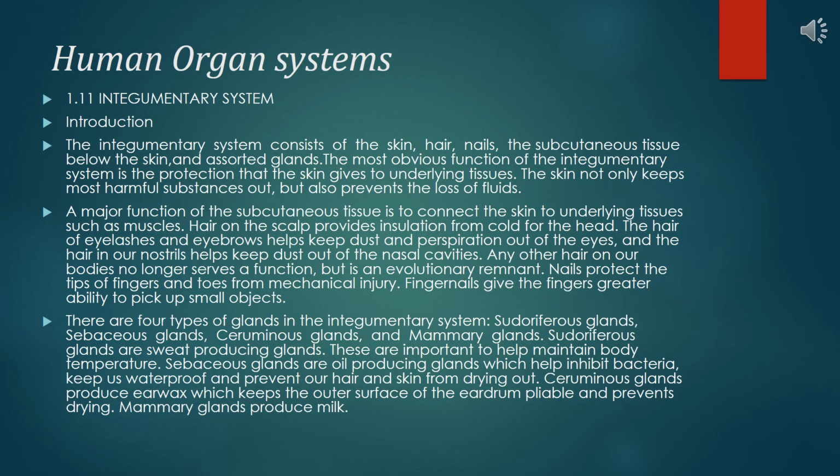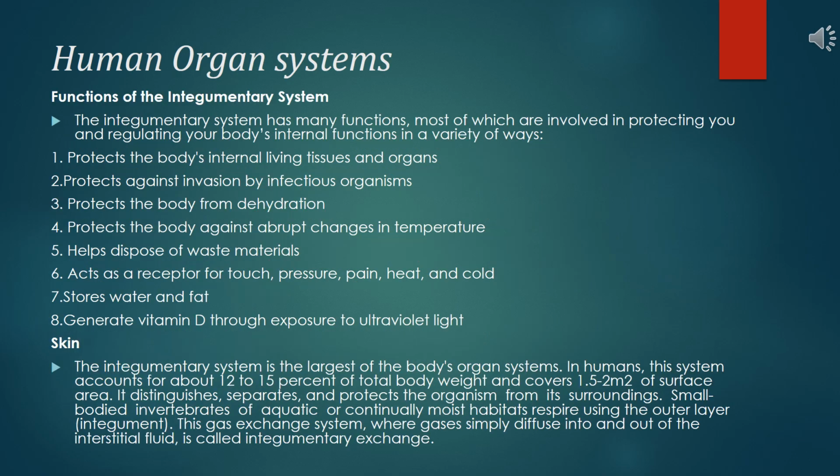Sebaceous glands are oil producing glands which help inhibit bacteria, keep us waterproof, and prevent our hair and skin from drying out. Ceruminous glands produce earwax, which keeps the outer surface of the eardrum pliable and prevents drying. Mammary glands produce milk.